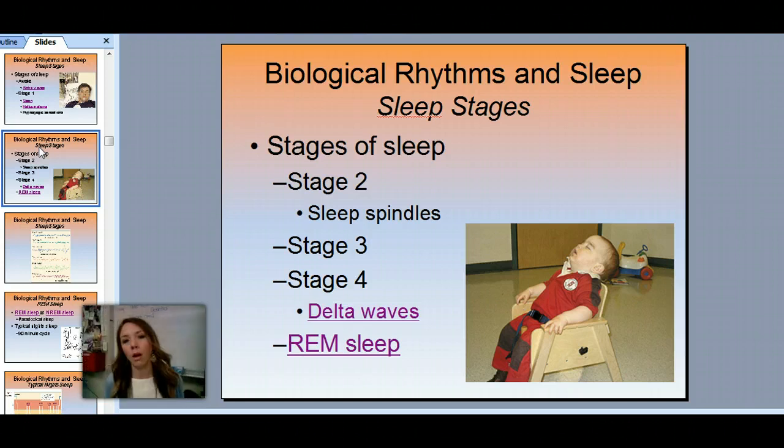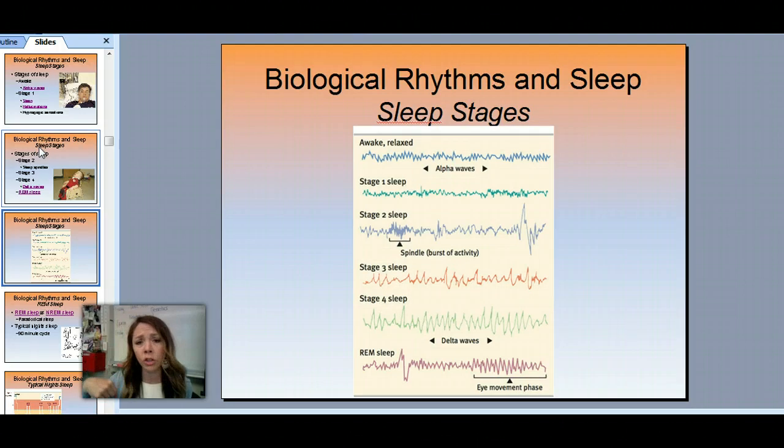After that we get our REM sleep. Your REM sleep is your rapid eye movement. It's where dreams occur. So you'll need to know these types of stages, and here are the waves we just went over. So look at this, this is where we're actually going to get the EEG, the electricity that goes on in our brain, these different waves.